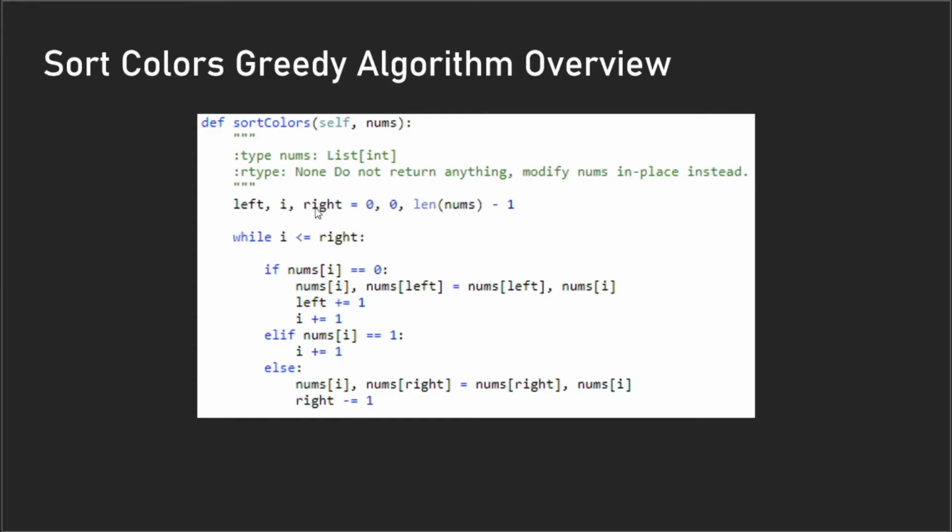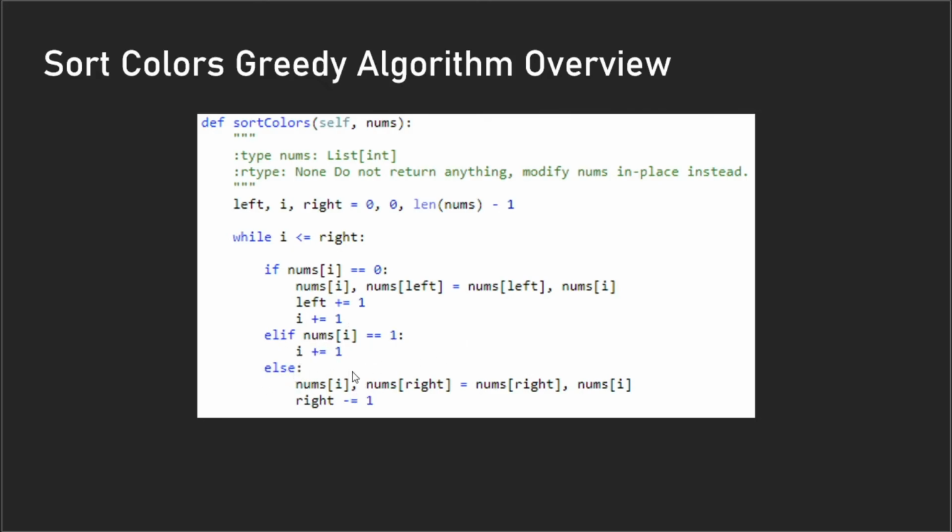We have left, i, and right. Left stands for the left partition, right for the right partition, and i stands for the current index. We're going to loop as long as i is less than or equal to right, and if the current element you're looking at is equal to 0, then we swap with the left partition index, and we increment left and i. So we shift our left partition to the right, and we also increment i because we're looking at the next element. And in the event that it's equal to 1, all we have to do is just increment i, just move on to the next element.